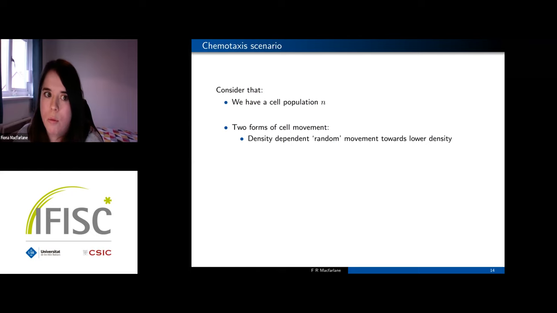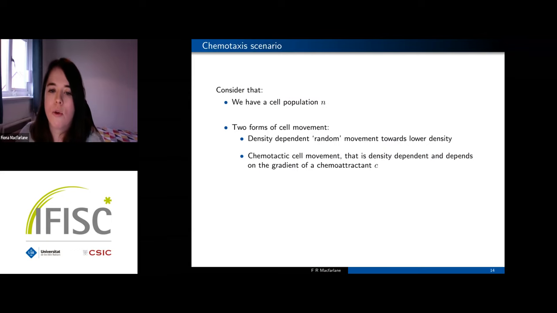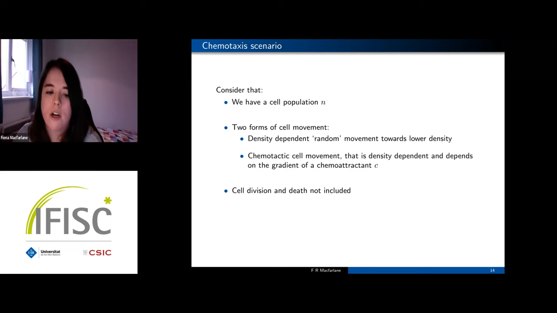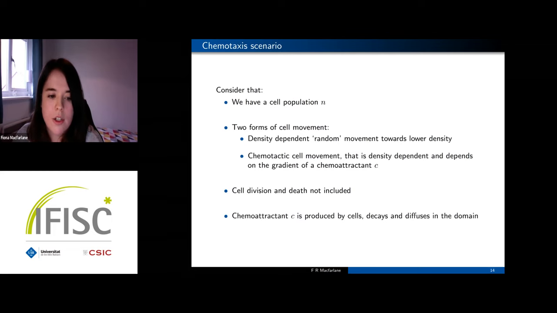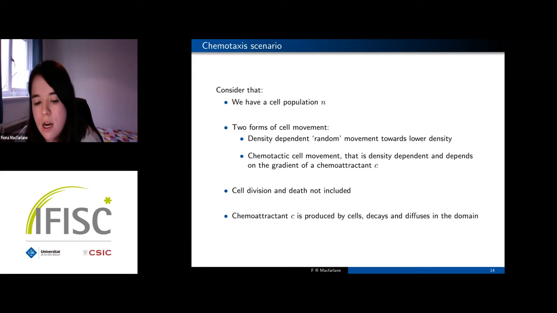So what we're doing here is we're enforcing some sort of limit on how many cells can be in any one space. As well as this more random movement, we're going to look at chemotactic cell movement, which is going to depend on the gradient of some chemical, and we're going to make that a chemoattractant denoted by C. We're not going to look at cell division and cell death in this scenario, we're just going to focus on cell movement for this part. And because we've got this chemical, we also need to include the processes of this chemical. So this chemoattractant is going to be produced by cells, is going to decay, and will also diffuse in our spatial domain.